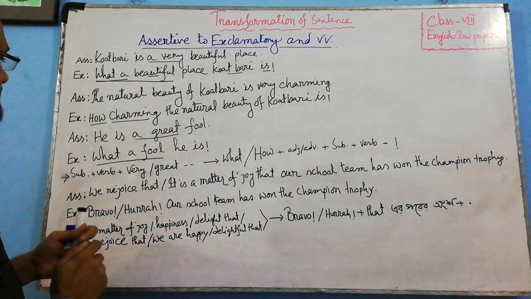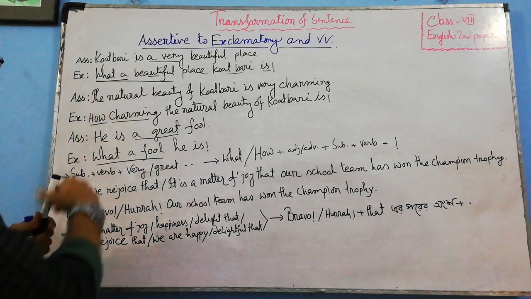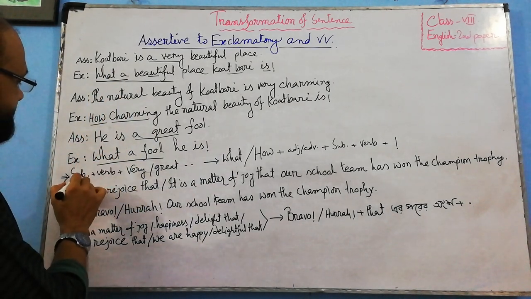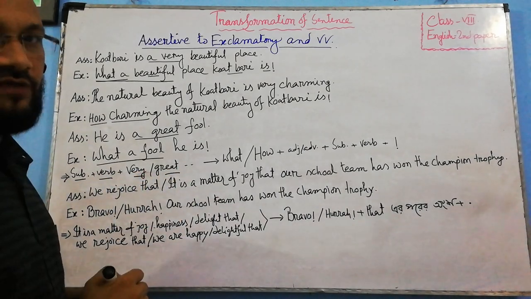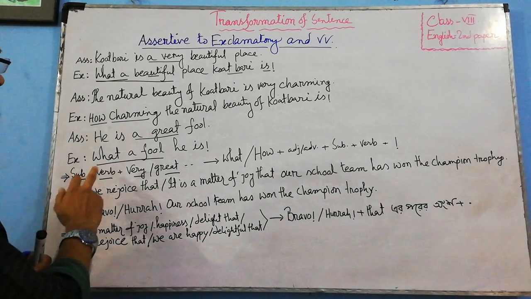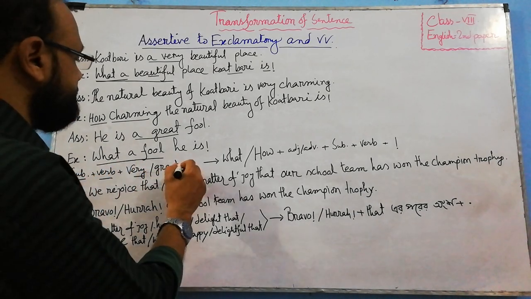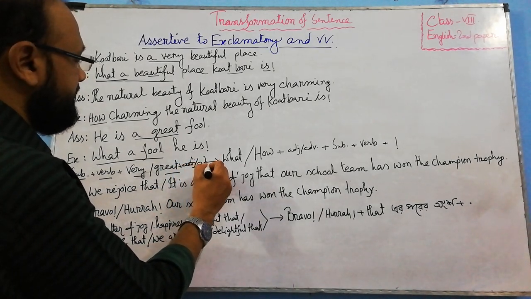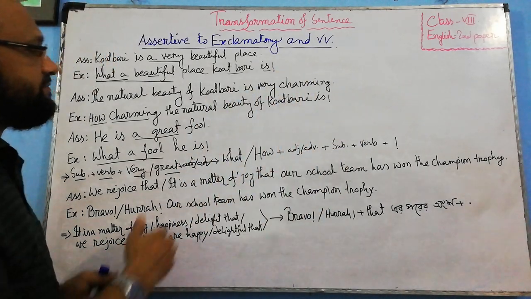এরকম সেন্টেন্স যদি আমরা দেখি তাহলে আমরা এগুলি কিভাবে এক্সক্লেমেটরি করব? We will write what or how. Subject plus verb plus very or great. If we find these types of sentence, subject plus verb plus very or great plus adjective or adverb, then we will transform them in that way.